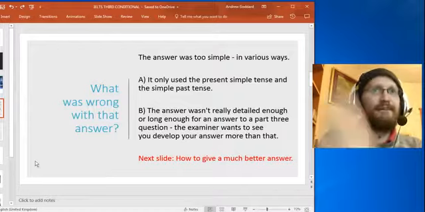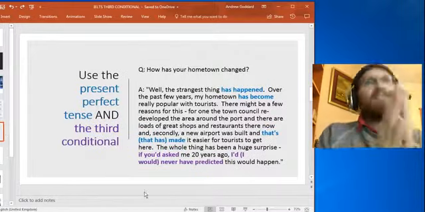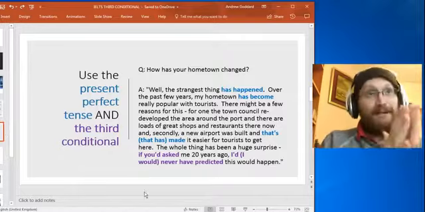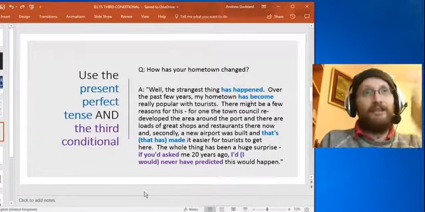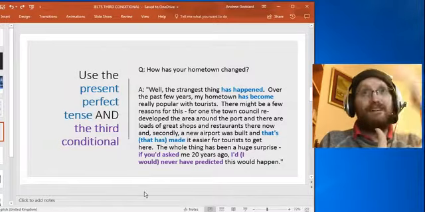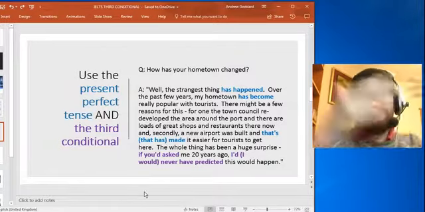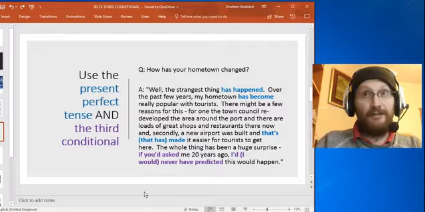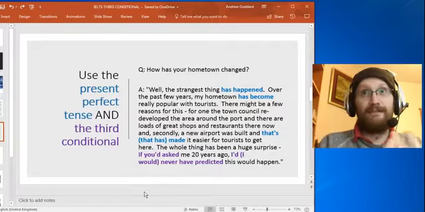So, how to give a much better answer? We're going to use the present perfect tense and the third conditional. Remember, these questions about change are asked in the present perfect tense. So that gives you a useful cue or indication that you should be using the present perfect tense, not the present simple tense, to answer this question.